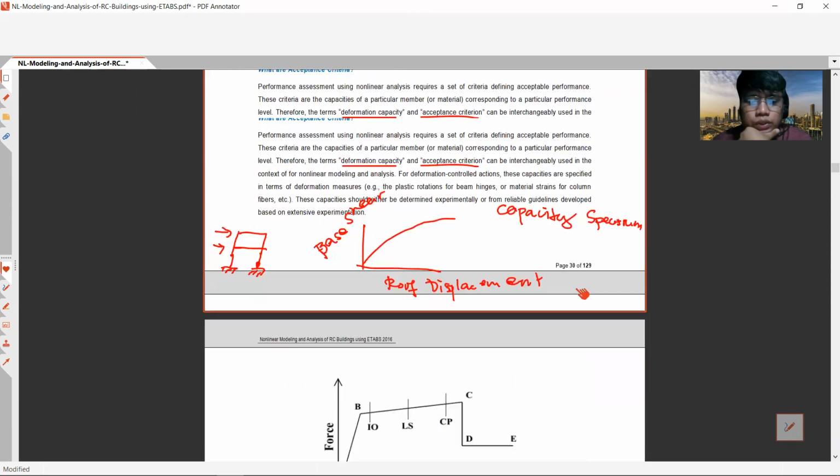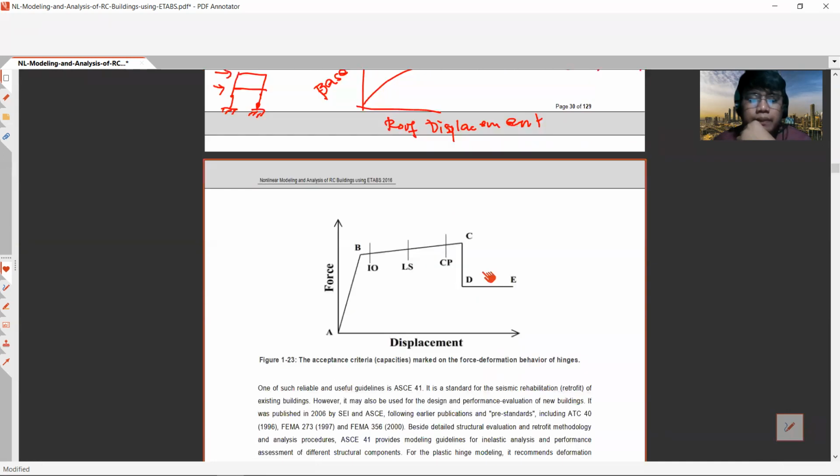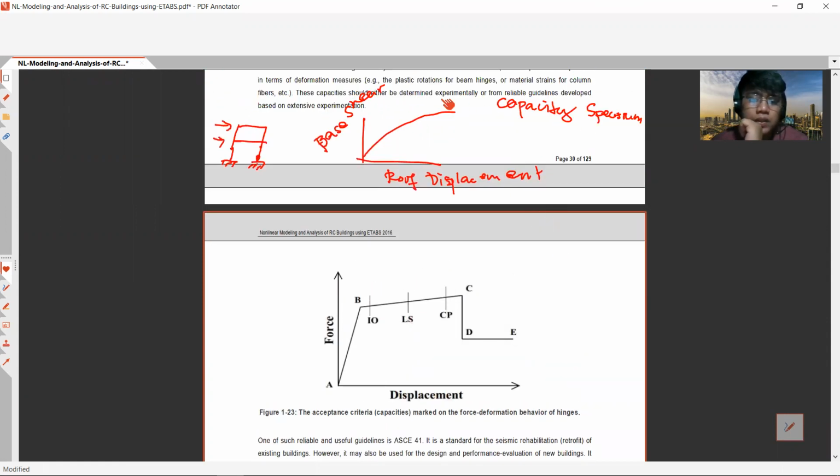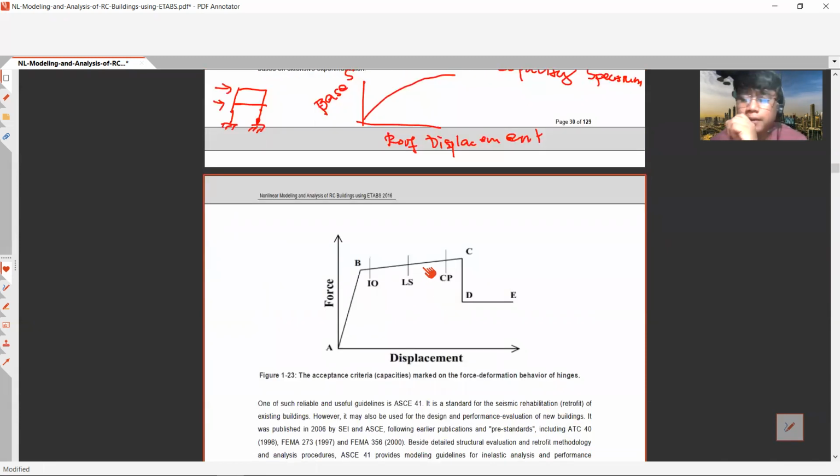Okay. So for the acceptance criteria, we can plot the displacement and the force-deformation relationship, or force-displacement relationship, of our actual frame. Then we compare it against the acceptance criteria.